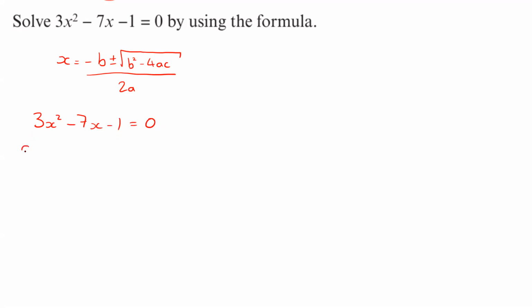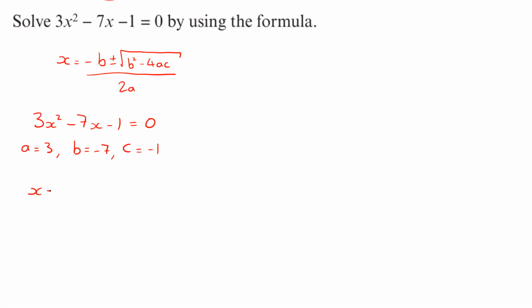Then underneath, just write down what a is. So a is the coefficient of x squared, it's 3. b is the coefficient of x, which is minus 7. And c is the constant, which is negative 1. Make sure you write those down and then simply substitute them in.